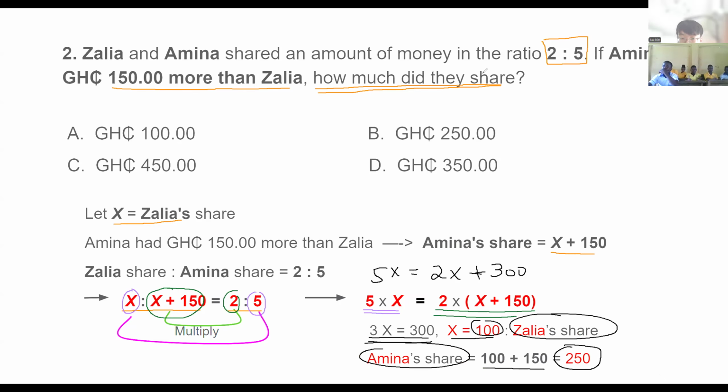But what is the total share? The question is asking, how much did they share together? So we add the numbers, right? Zalia's share, 100, plus Amina's share, 250. Does that equal?